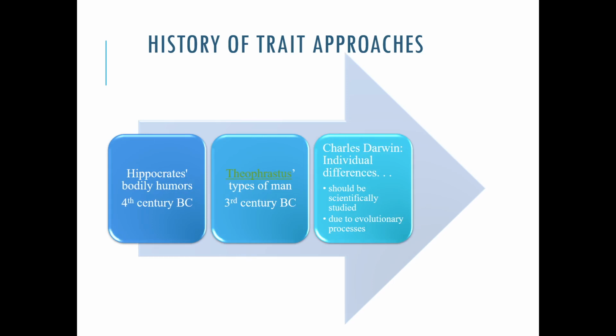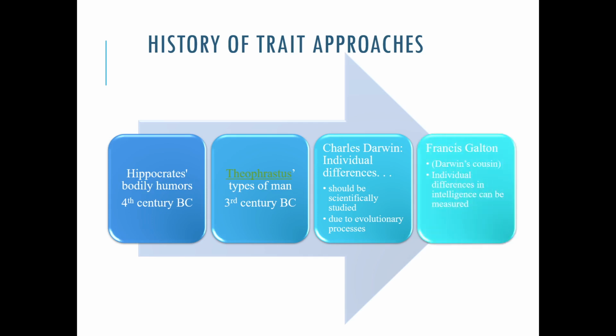Something else that we're going to reach back to, that we talked about before in the biological chapter, would be Charles Darwin and his assertion that there are individual differences. The thing that he argued that was really important for trait theory is that we need to scientifically study individual differences, and that any individual differences that emerge are going to be present because of evolutionary processes. These are going to be behaviors, predispositions that are somehow beneficial, and that's why they continue to exist in humans. And this is why we have individual differences, because it's somehow beneficial to our species.